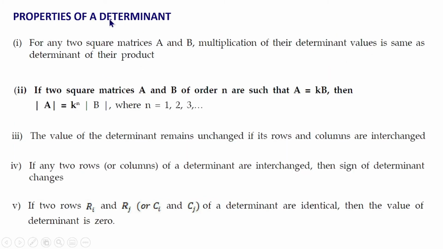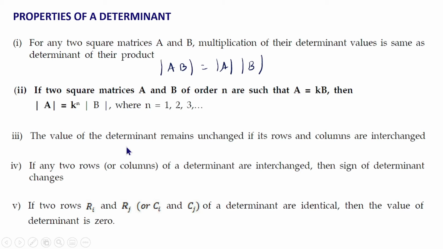Moving on, now we have the properties of a determinant. For any two square matrices A and B, multiplication of the determinant values is the same as the determinant of their product. So if we have two square matrices A and B, then determinant of AB is equal to determinant of A into determinant of B. Then we have the next property. If two square matrices A and B of order n are such that A is equal to K into B, then determinant of A is equal to K raised to n into determinant of B, where n is equal to 1, 2, 3 up to and so on.